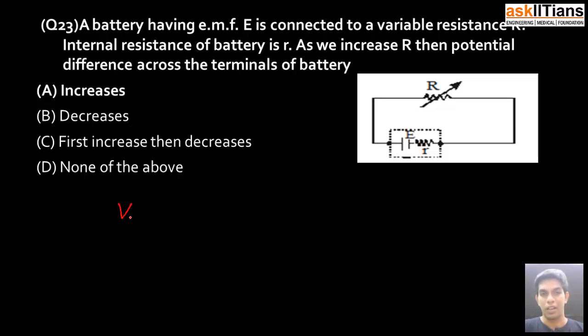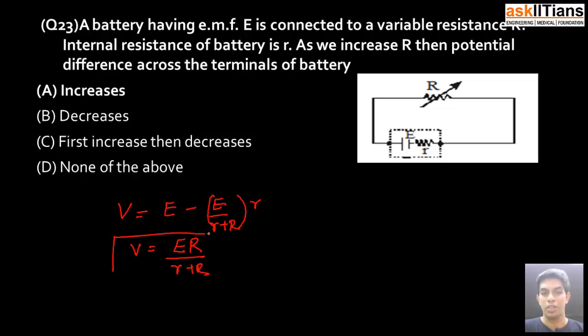So the potential across the terminals of the battery, let's say, is denoted by V, equal to the EMF of the battery minus the current flowing in the circuit, that is capital E divided by small r plus capital R, times the internal resistance. So this gives me E times capital R divided by small r plus capital R. So this is the potential across the terminals of the battery. And as we can see, if we increase the resistance R, then the potential across the terminals of the battery also increases. Hence, A is the correct answer.